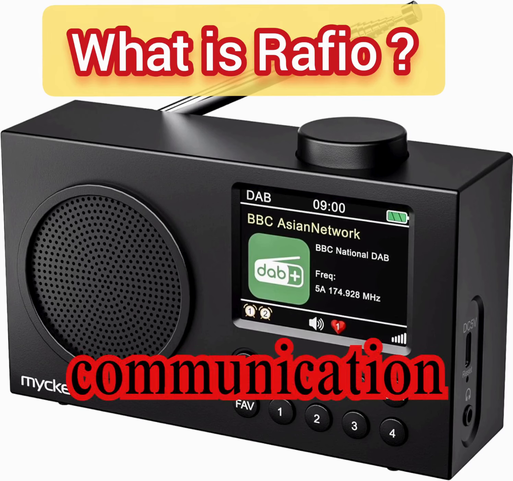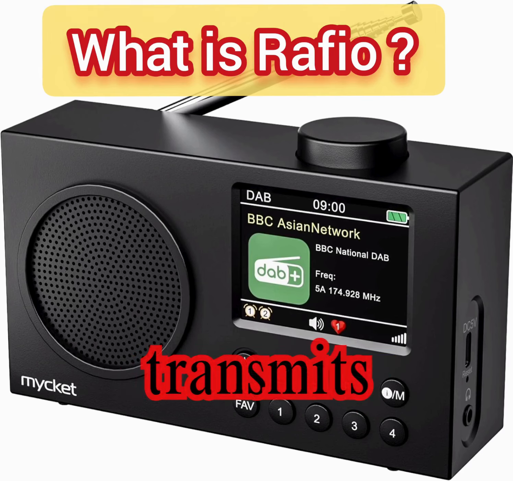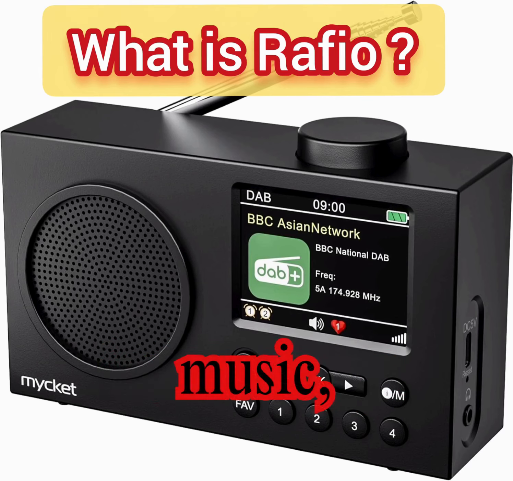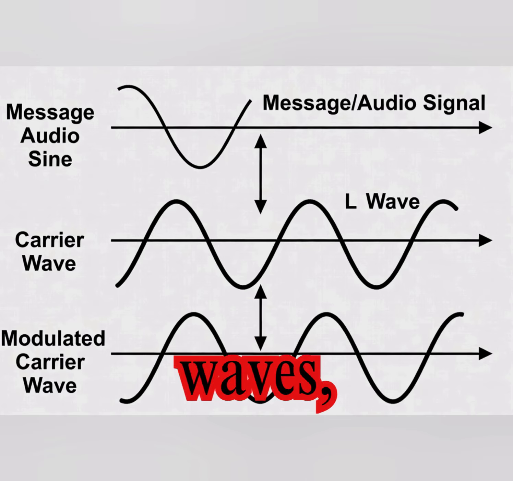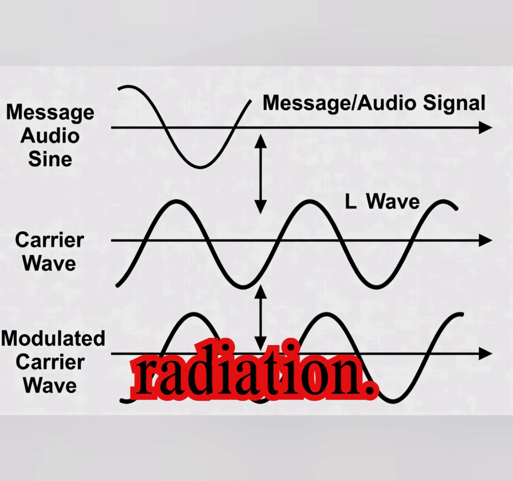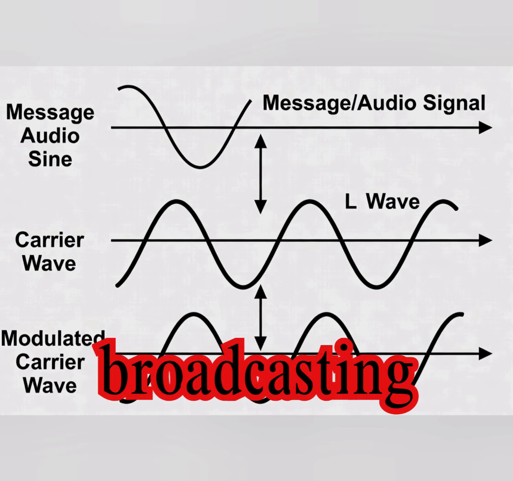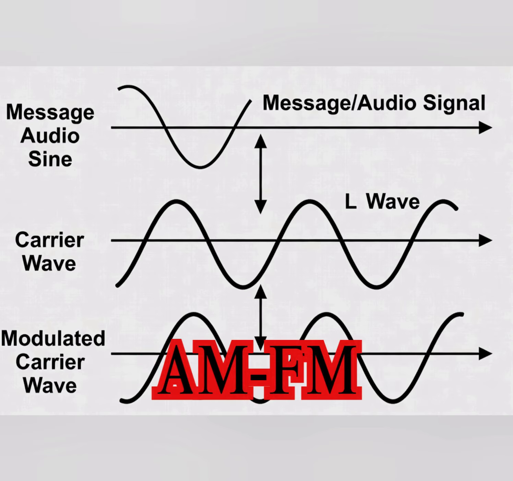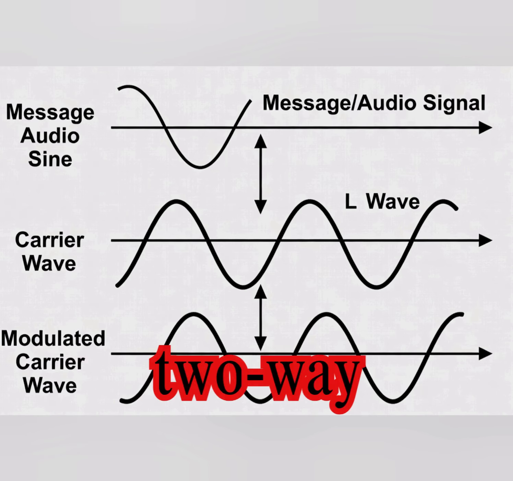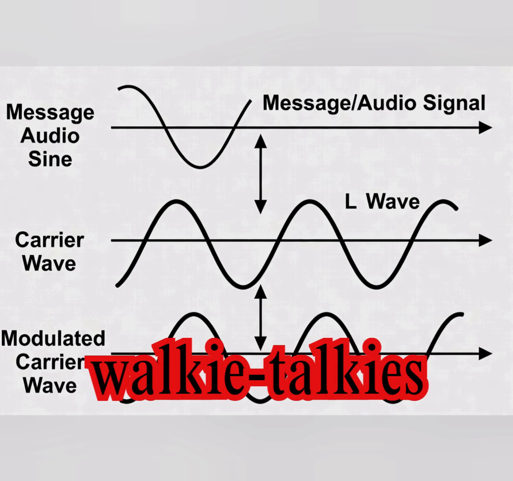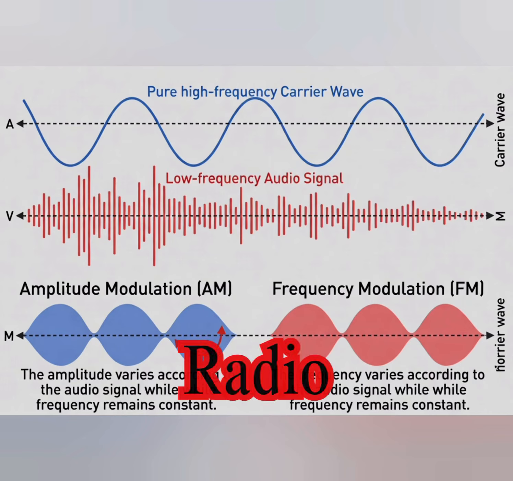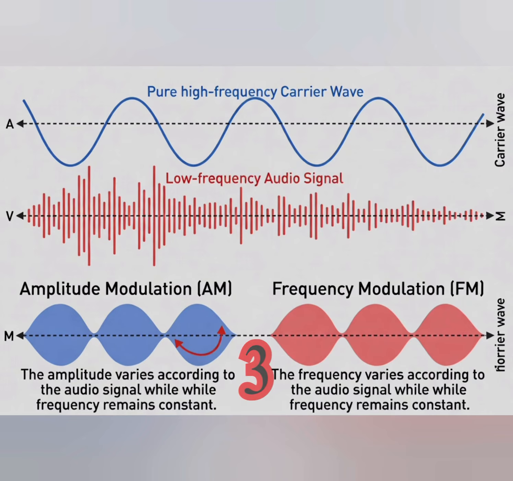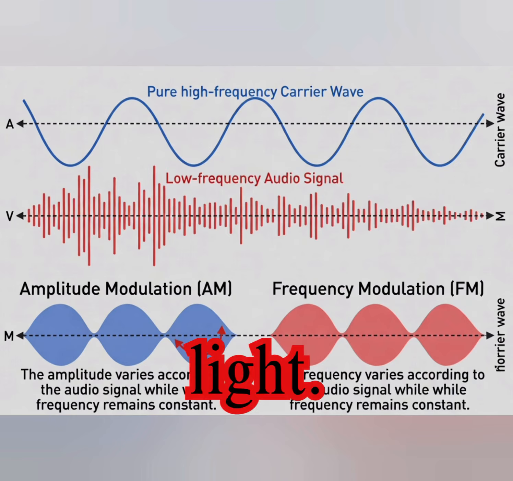Radio is a wireless communication technology that transmits information, such as voice, music, or data, using radio waves, a type of electromagnetic radiation. It enables broadcasting, one way like AM/FM radio, and two-way communication like walkie-talkies or mobile radios. Radio waves have frequencies from about 3 kilohertz to 300 gigahertz and travel at the speed of light.